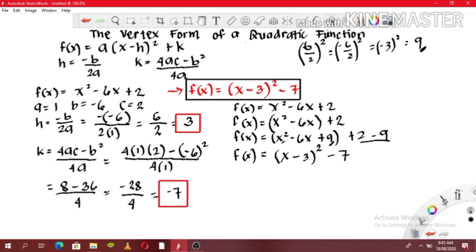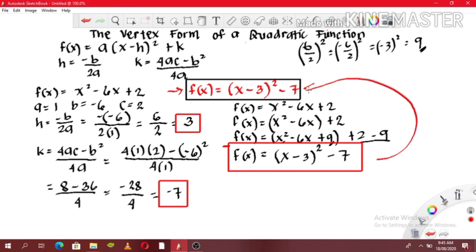So, this is the vertex form of the given quadratic function. Okay, ayusin natin. I-box natin. So, hayan po siya. So, the same lang po dito. Pareho lang po sila. Ngayon, ano ang mas madali po sa inyo?